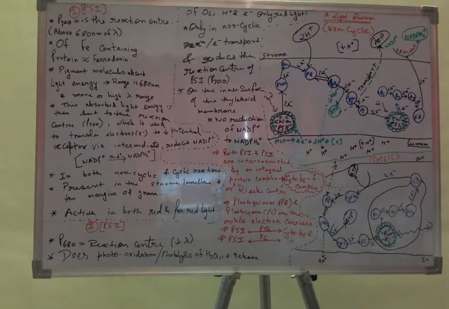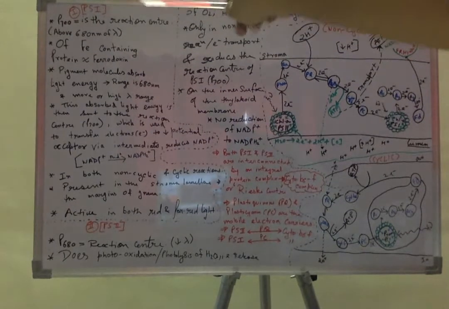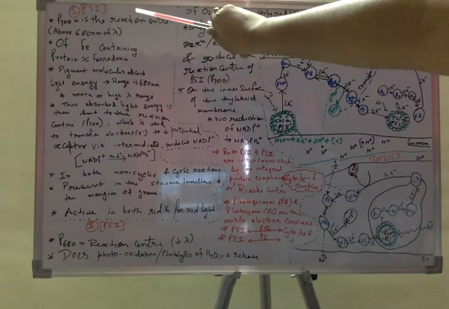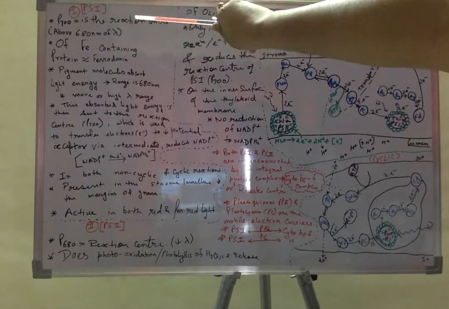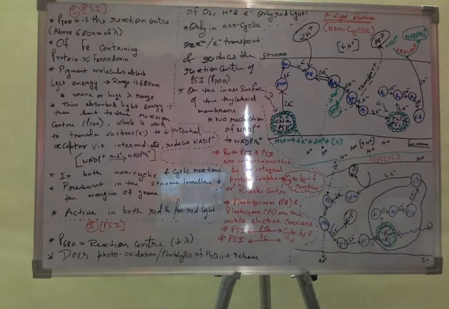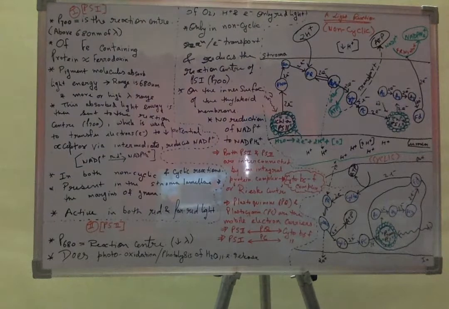On my left hand side here, as you can see, the first point is PS1. So PS1 is basically representing the P700 reaction center. Why P700? Because PS1 is known to absorb light energy in the range of 680 nanometer or above 680 nanometer of wavelength. Therefore, the reaction center of PS1 is basically P700.